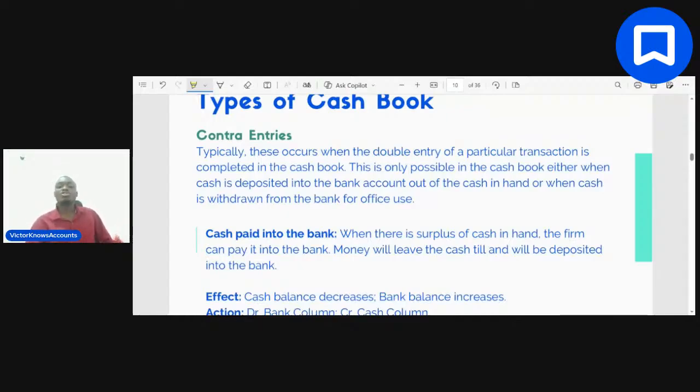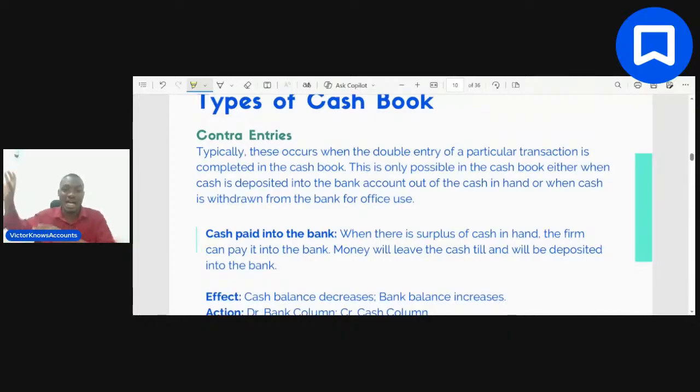Now in the cash book, it is only possible either when cash is deposited into the bank account, just like the example of 500,000 naira that we used here. When I had 500,000 naira excess cash that I don't know what to do with, I can transfer it to the bank. In that sense, cash money is moving from cash to the bank. So look at it in this way, that you have a box where you keep your cash. So money is moving from that cash box to your bank account.